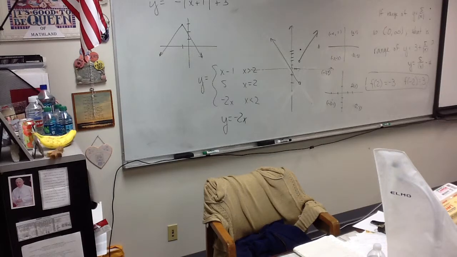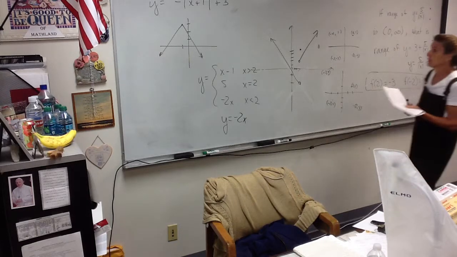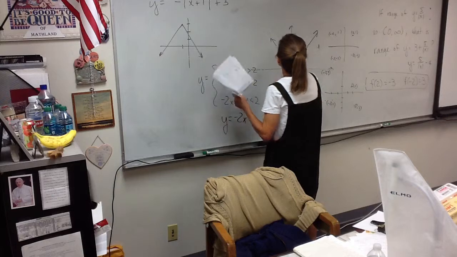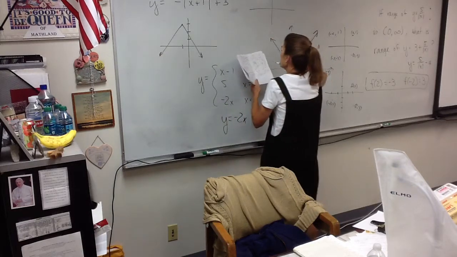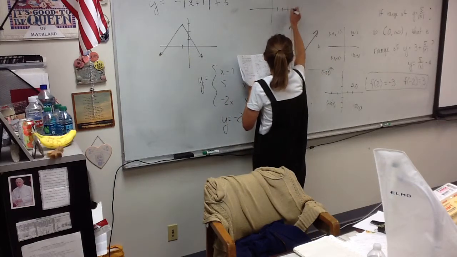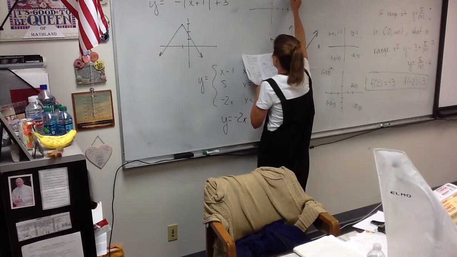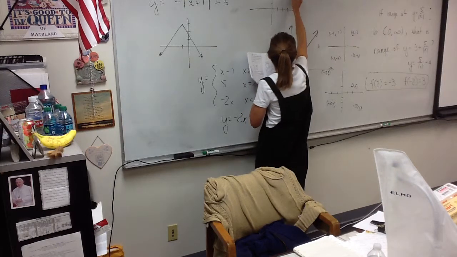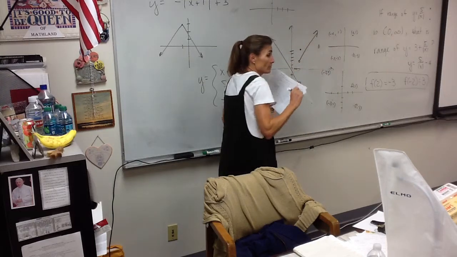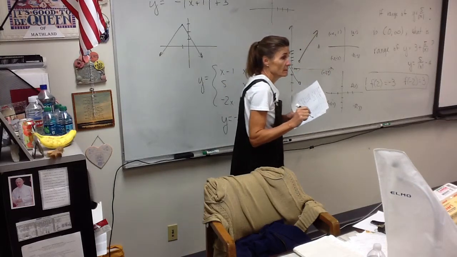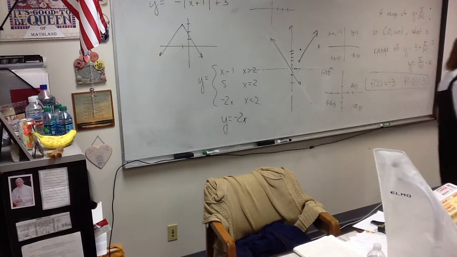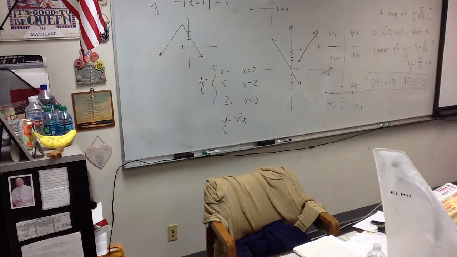Could you do number 1 without plotting points and without your calculator? What would it look like? What shape? A V. And where would its vertex be? Right 3 and up 2? Everybody okay with that? Stark, do we remember that when it's x minus 3 inside the absolute value, that moves us 3 units to the right?